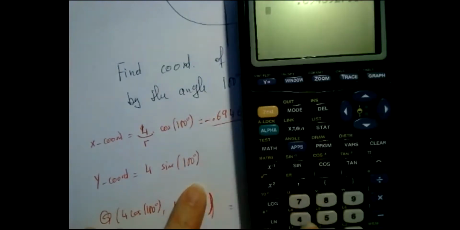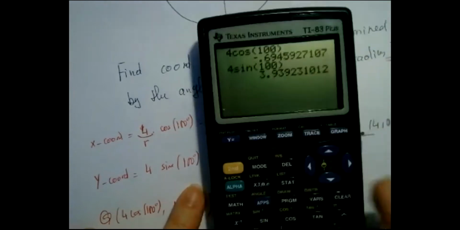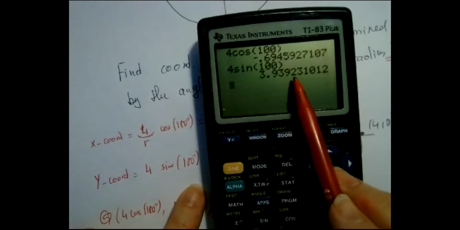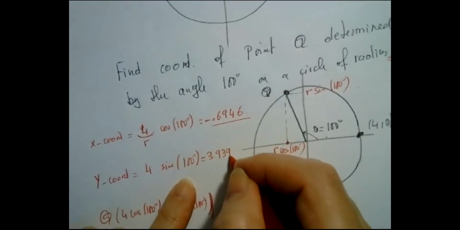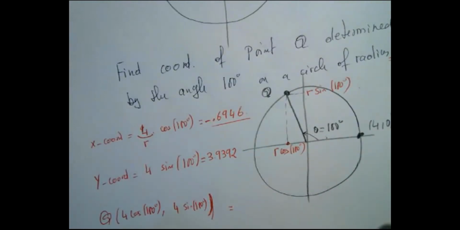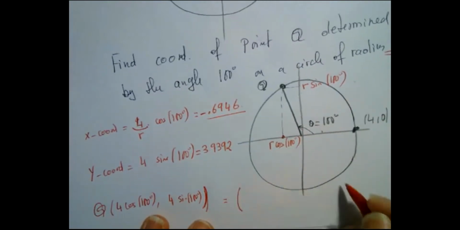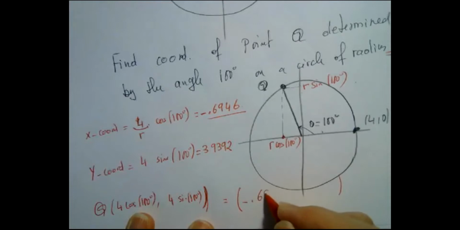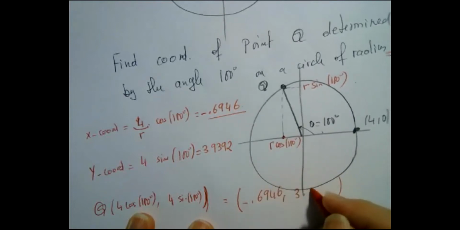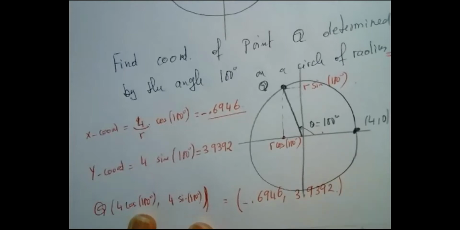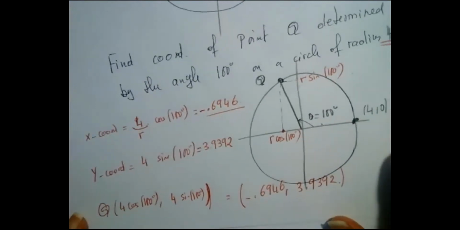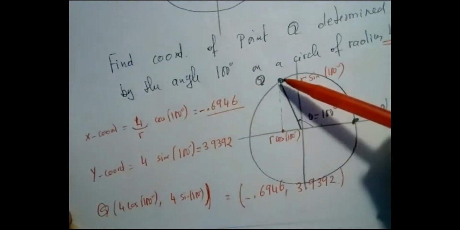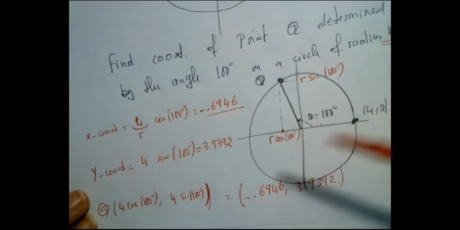Now the other one, 4 sine 100. I'm going to also round it to 4 decimal places. It's 3.9392. So finally, this will be equal to (-0.6946, 3.9392). Okay. So that's how we can use the values of sine and cosine to find the coordinates of a point on a circle of radius r and on the unit circle.